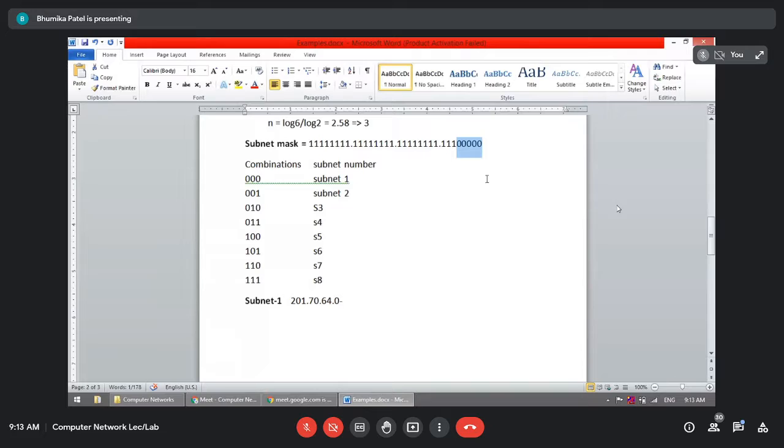Everybody is getting what I'm saying? How many hosts will be there? 2 raised to h, where h is the number of zeros. So 2 raised to, how many zeros are there? 5. So 2 raised to 5 will be 32.